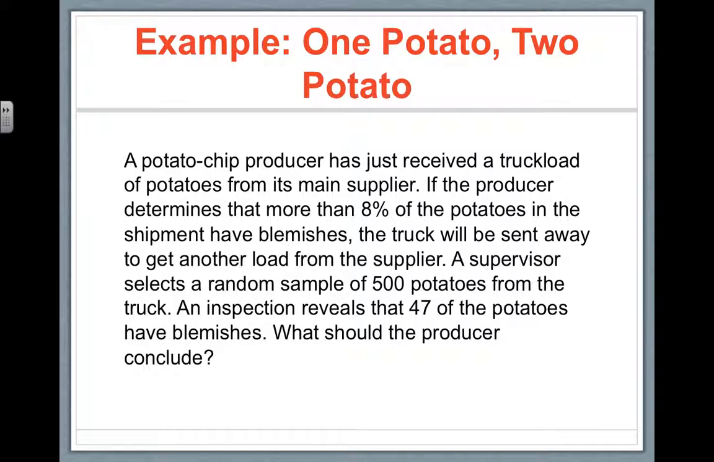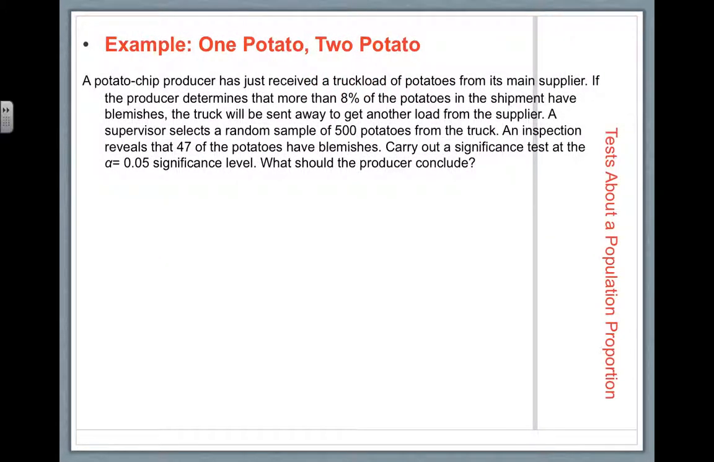A potato chip producer has just received a truckload of potatoes from its main supplier. If the producer determines that more than 8% of the potatoes in the shipment have blemishes, the truck will be sent away to get another load from the supplier. A supervisor selects a random sample of 500 potatoes from the truck. An inspection reveals that 47 of the potatoes have blemishes. What should the producer conclude?